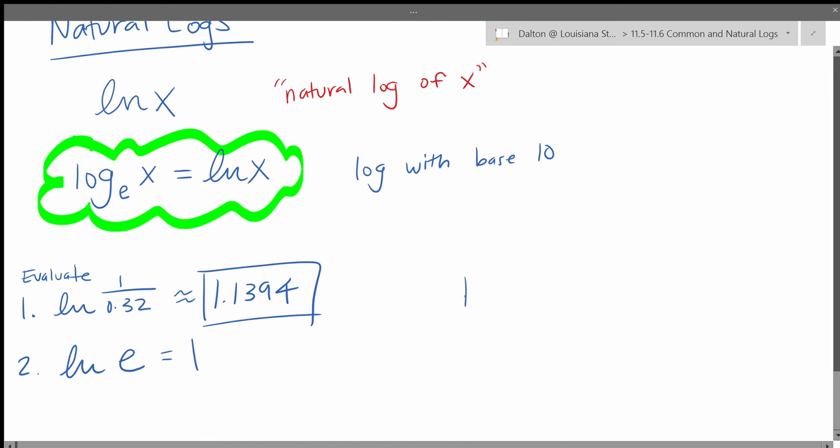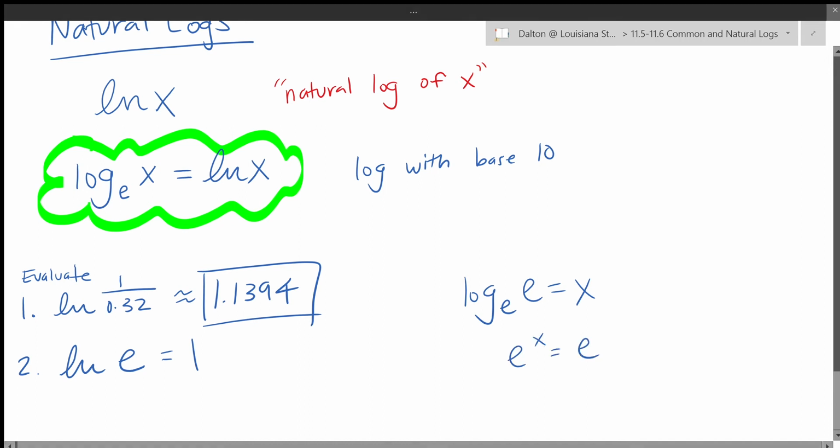If the natural log is defined as a log with base e, then I could rewrite the natural log of e as log base e of e. And if I'm like, okay, what does that equal? When you convert this to exponential form, you get e to the x power equals e. And this is true when x is equal to 1.